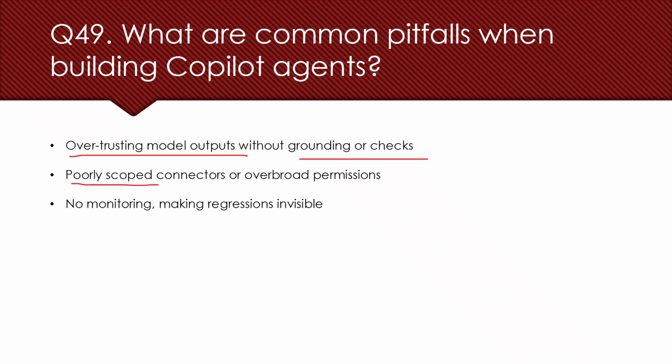The second thing is poorly scoped connectors or overly broad permissions. If you are giving too many permissions to your Copilot, in terms of Graph API permissions and all that stuff, that will also lead you into a pitfall, neglecting the least privilege principle. We should go with the least scope first instead of providing everything.